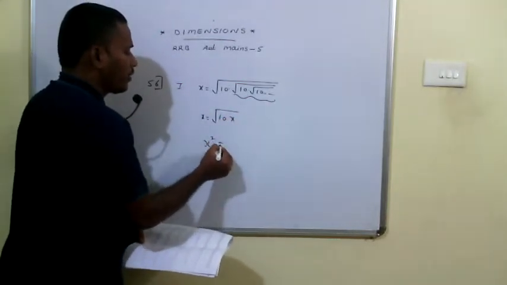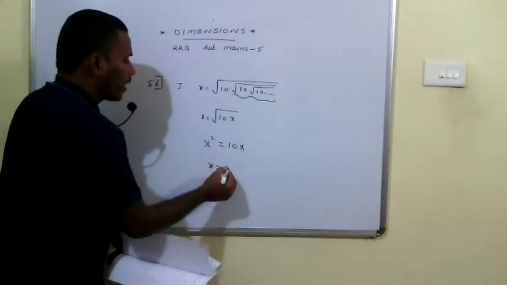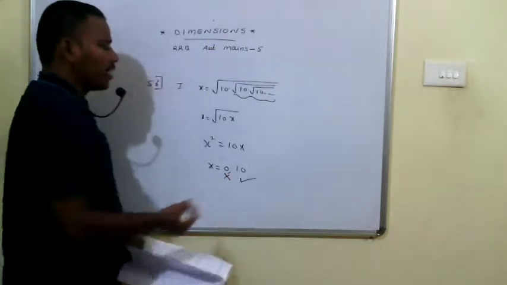Square it on both sides. x square is equal to 10x. See, if you simplify, you will get that x is equal to 0 or 10. So 0 is neglected, 10 is considered.